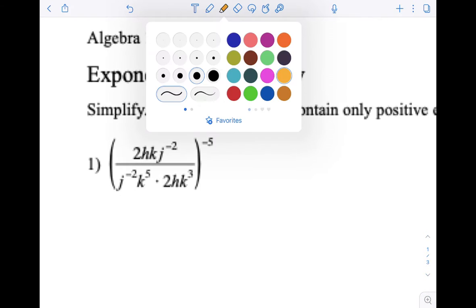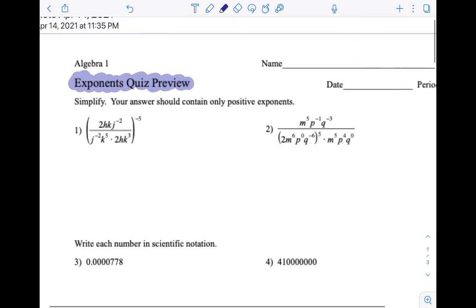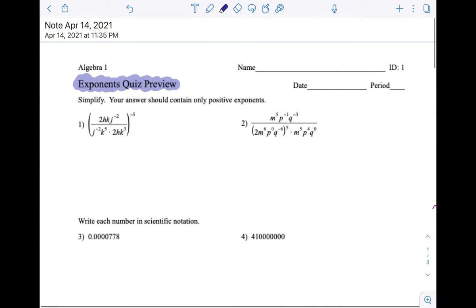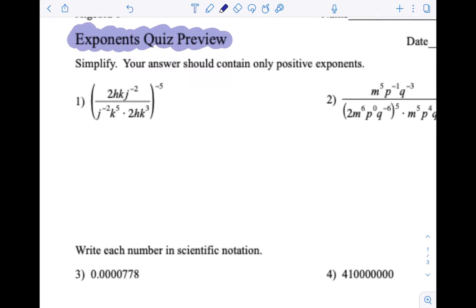First thing that we always do, of course, is we identify the name of the assignment or the video lesson. It's called Exponents Quiz Preview, right? A reminder that this quiz preview that's being done in this video lesson is the exact same quiz preview that is part of your assignment worksheet. So make sure that you are copying everything down in order for you to get double credit. You get credit for watching the video lesson, answering all the questions, and you get credit for your assignment. All you have to do is take a picture and submit your assignment.